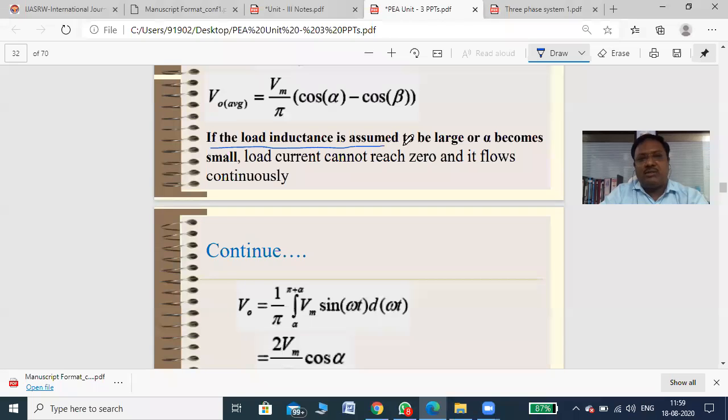If the load inductance is assumed to be large, or alpha becomes small, the load current cannot reach zero and it flows continuously. So the value of inductance should be large. That is the requirement to obtain the continuous load current. So this statement is added here.